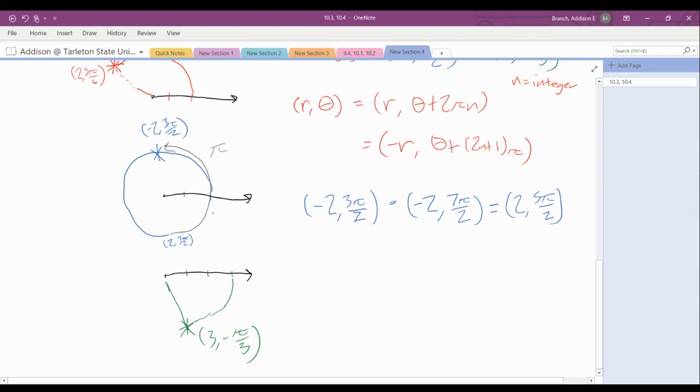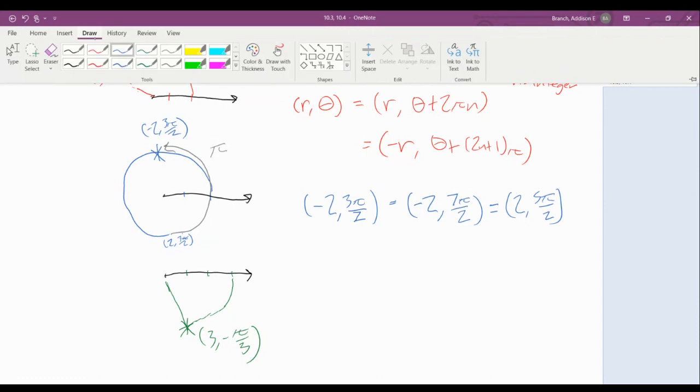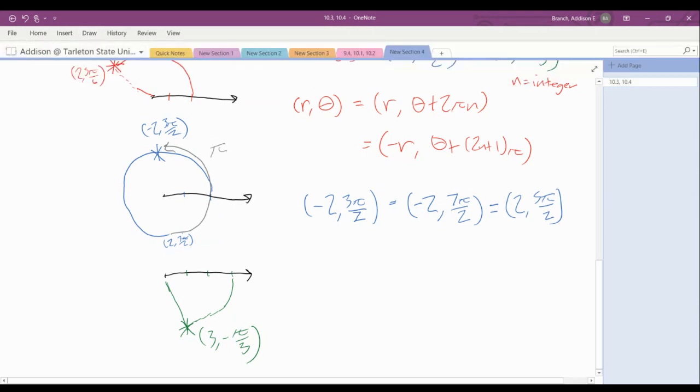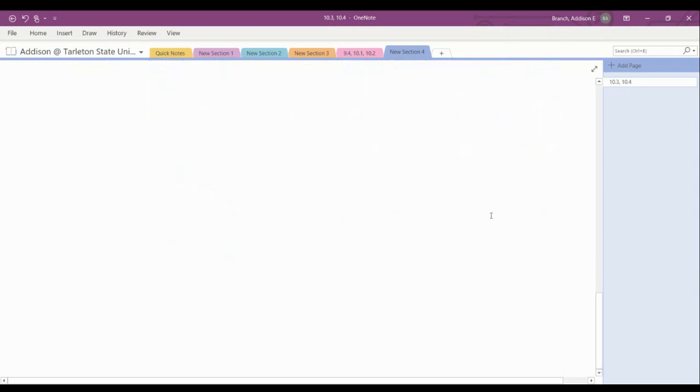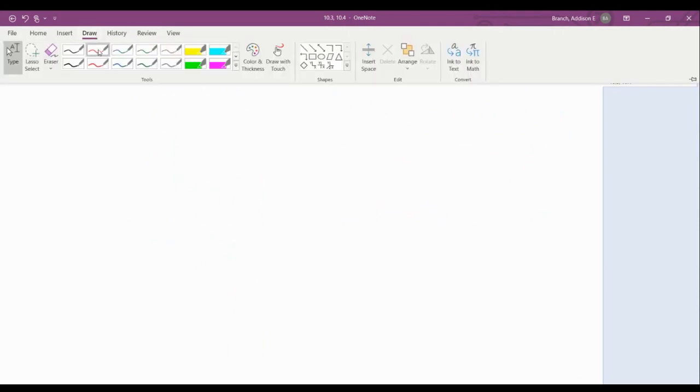So if we have our (2, 5π/2), then we can just go 2 units out and then go 1, 2, 3, 4, 5π/2. And we end up in the exact same spot. All right, so just like we could do with parametric, we can also convert polar and Cartesian with each other.